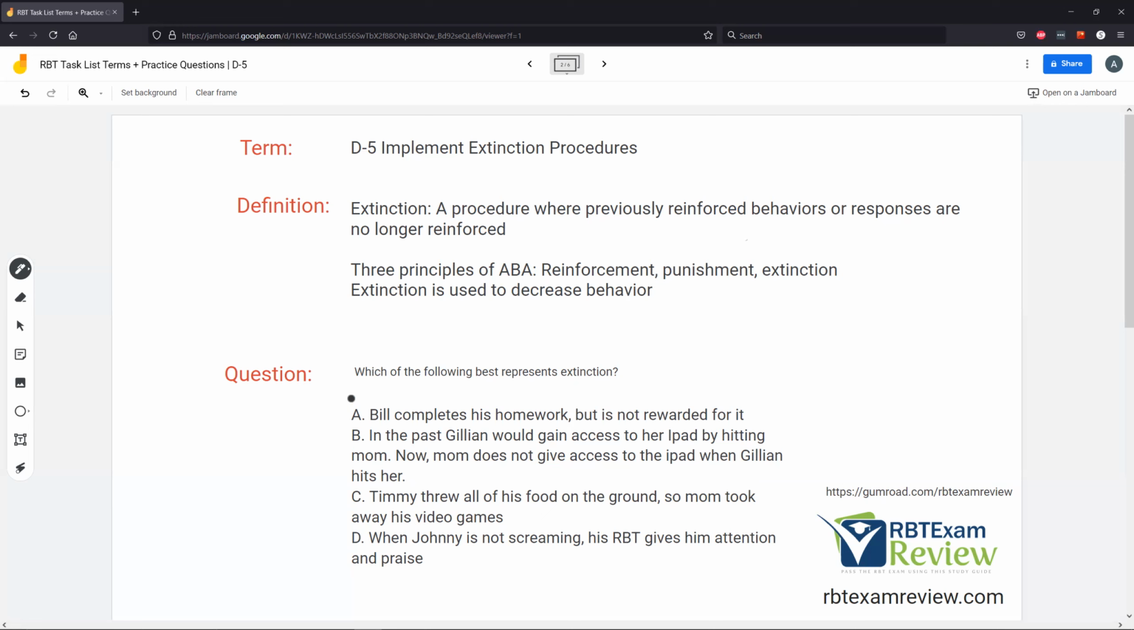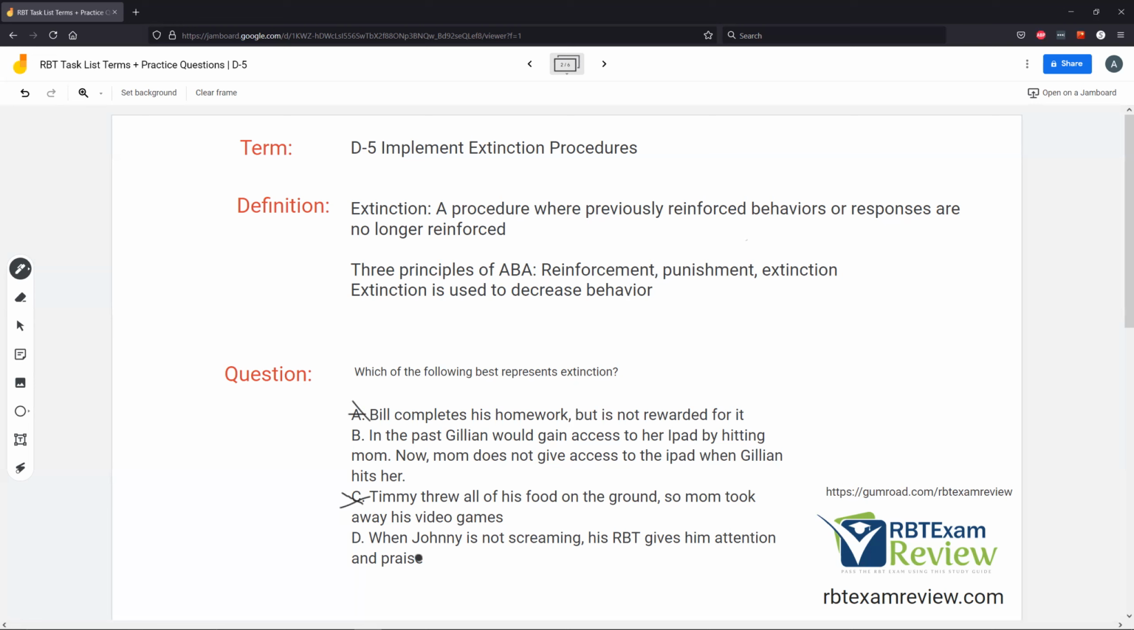Remember, what do we want to do? We always want to read all our answer choices. So C, Timmy threw all of his food on the ground, so mom took away his video games. Again, we're not sure if this is reinforcement or punishment or extinction because we don't know what's happening to the behavior, right? So all we know is the consequence was Timmy had his video games taken away, but we don't know if the behavior changed, right? And that's really what's important when we're talking about the three principles of ABA. Is the behavior changing or is it not?